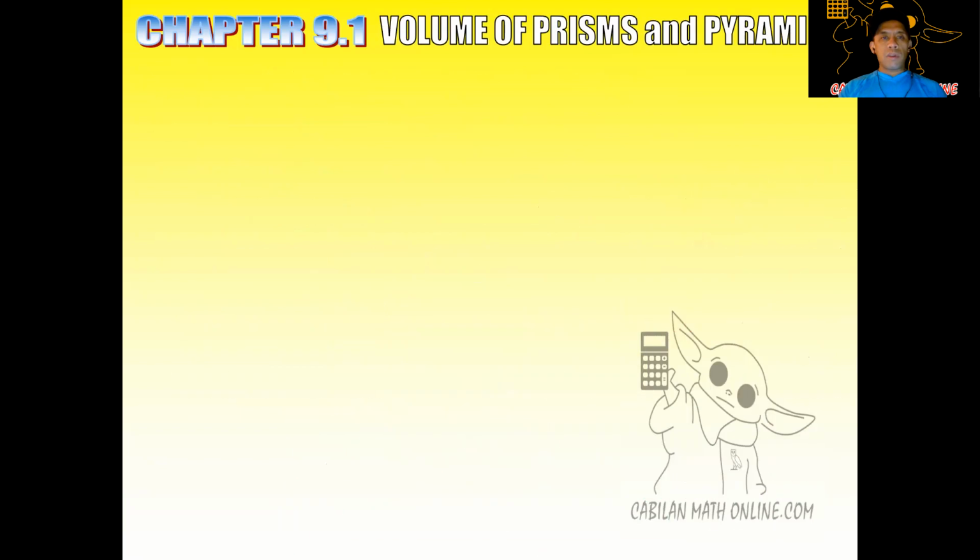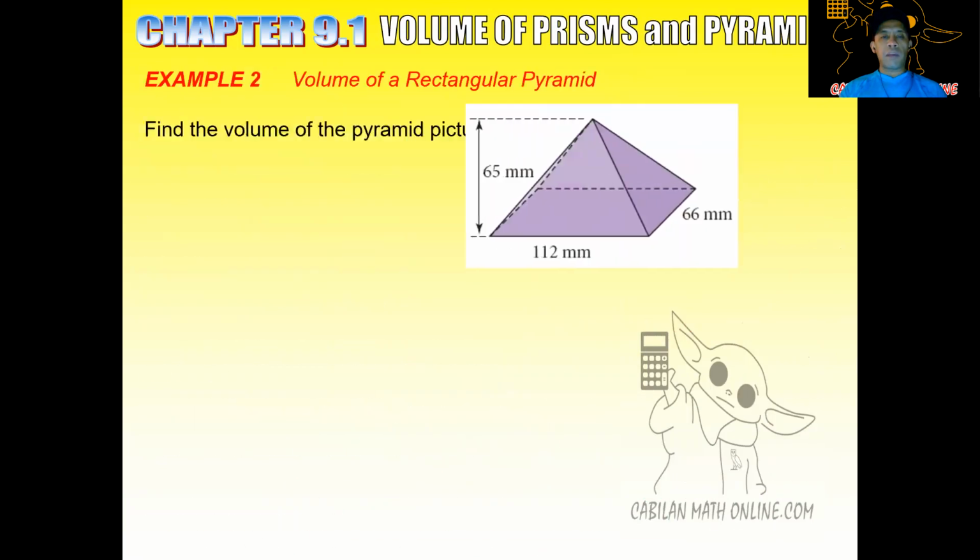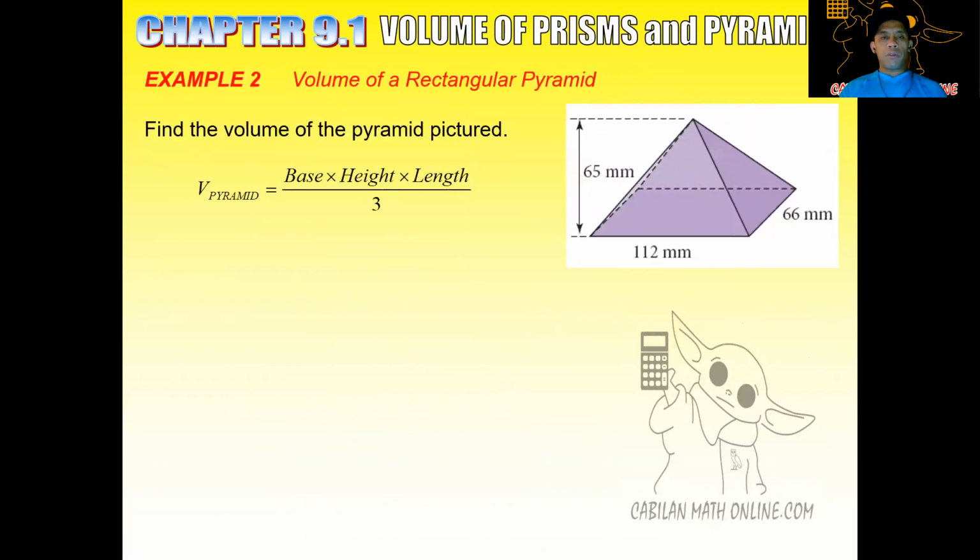All right, the next thing I'm going to do here, we're now going to find the volume of a rectangular base pyramid. And all we're going to do here, again, is use the formula base times height times length divided by 3. So essentially the base is the bottom of one of the triangular faces here. So in this case, the base would be the 112. The height here would be the 65, and the 66 here would be the length.